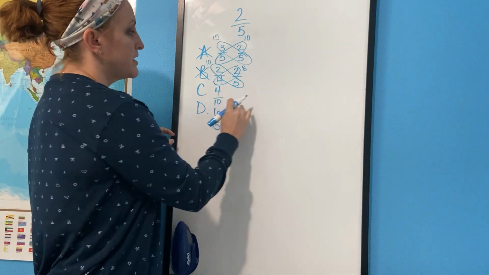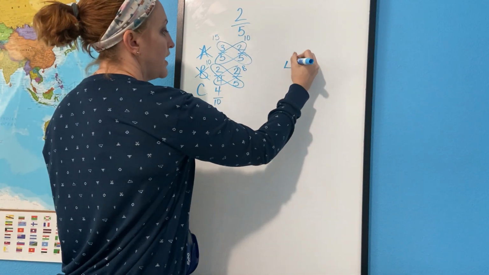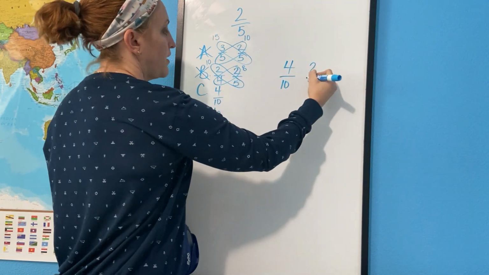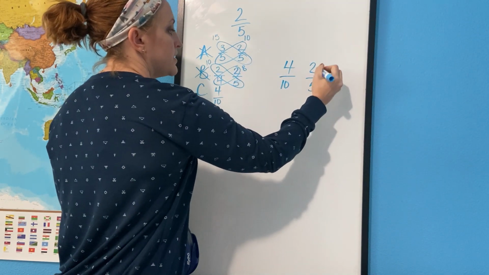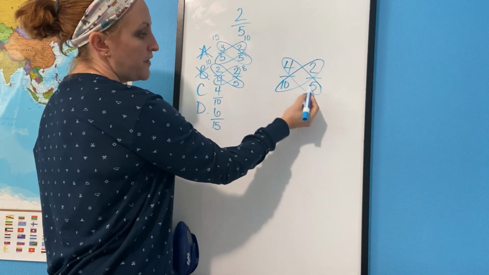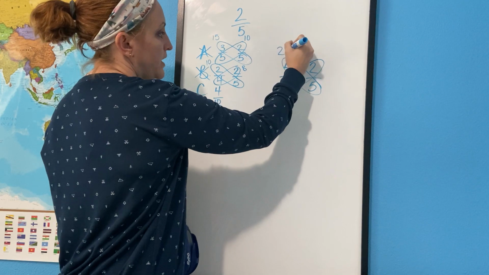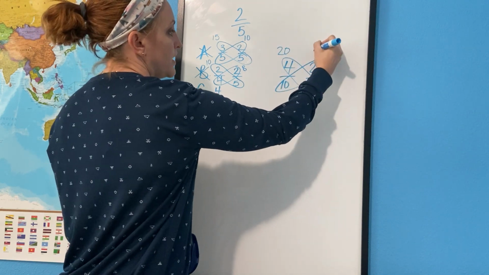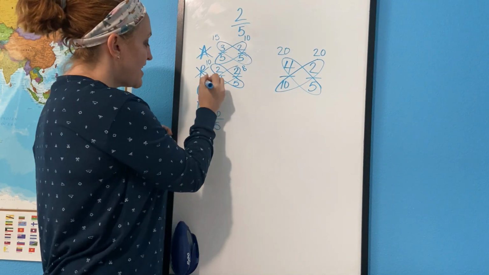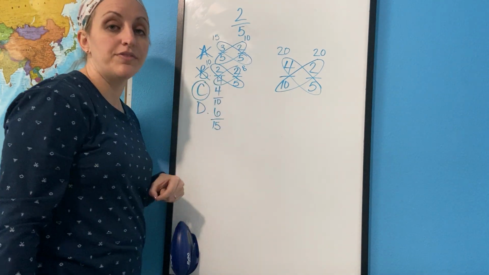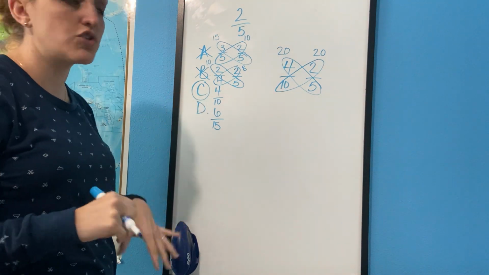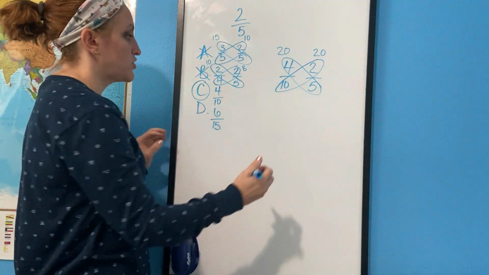Now we have 4/10. And I'm actually going to write it over here, again, just a little bit bigger because I'm getting a little bit crowded over here. All right, so draw my butterfly. 5 times 4 equals 20. 10 times 2 equals 20. 20, 20. Those are the same, so 4/10 is equivalent. But remember, this is a select all question, so even though I found one answer choice, I have to test all of my answer choices.